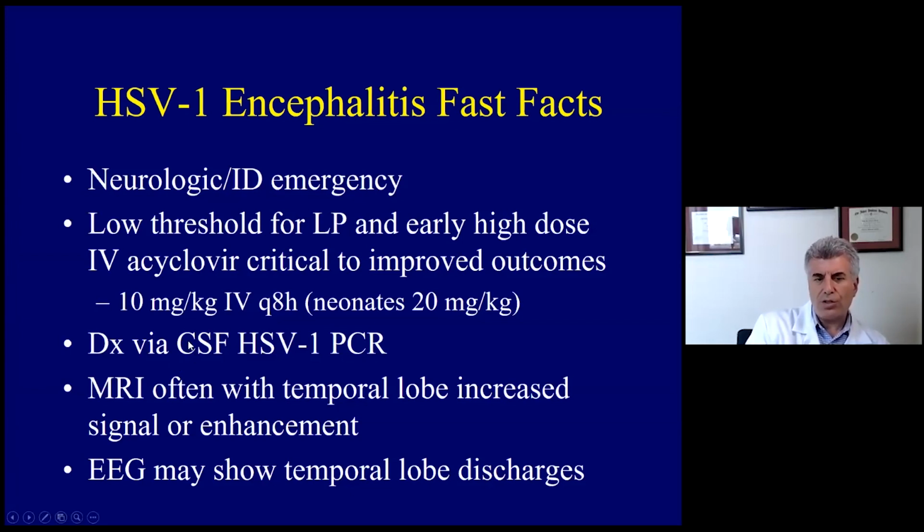The diagnosis is made by checking your CSF PCR for HSV1. The sensitivity of that is extremely high, probably close to 98%. The MRI is often associated with temporal lobe increased signal on T2 weighted image and enhancement on T1 weighted image. That's very important. It's usually unilateral, but can be bilateral. And the EEG can show temporal lobe discharges.